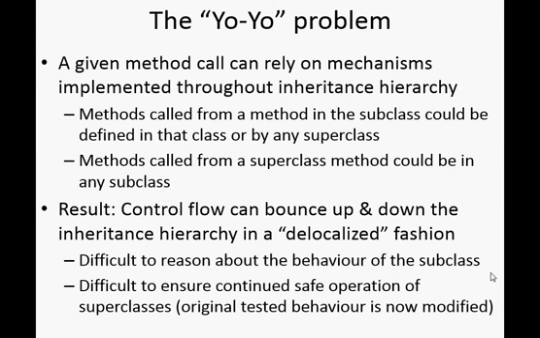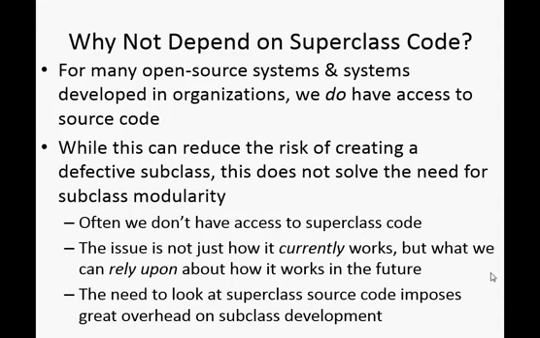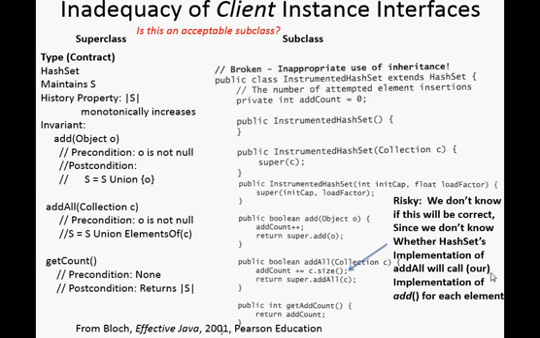And this illustrates what's sometimes called the yo-yo problem. We call it yo-yo because it bounces up and down the inheritance hierarchy. So we call, in the subclass, the instrumented hash set, we call addAll. And this is in the subclass, and it calls off to addAll in the superclass.